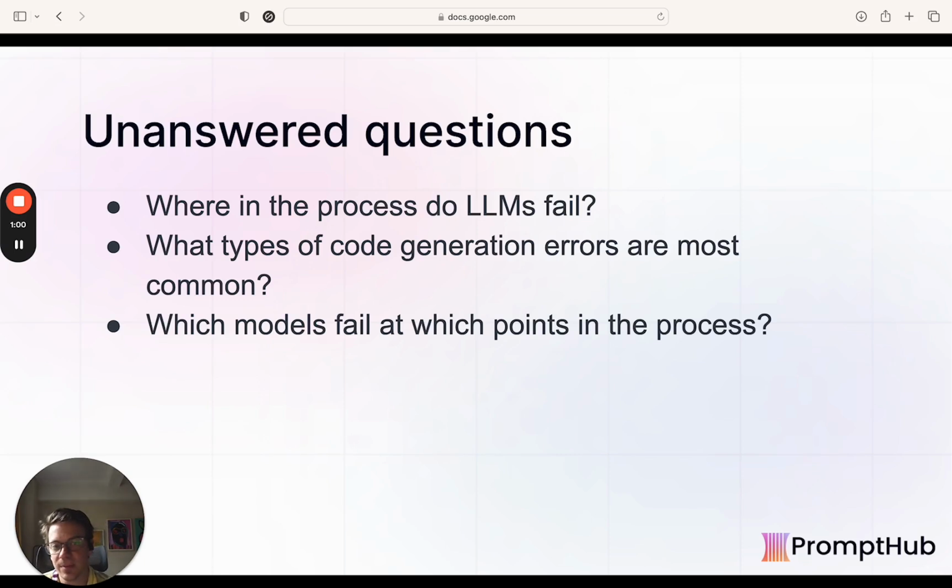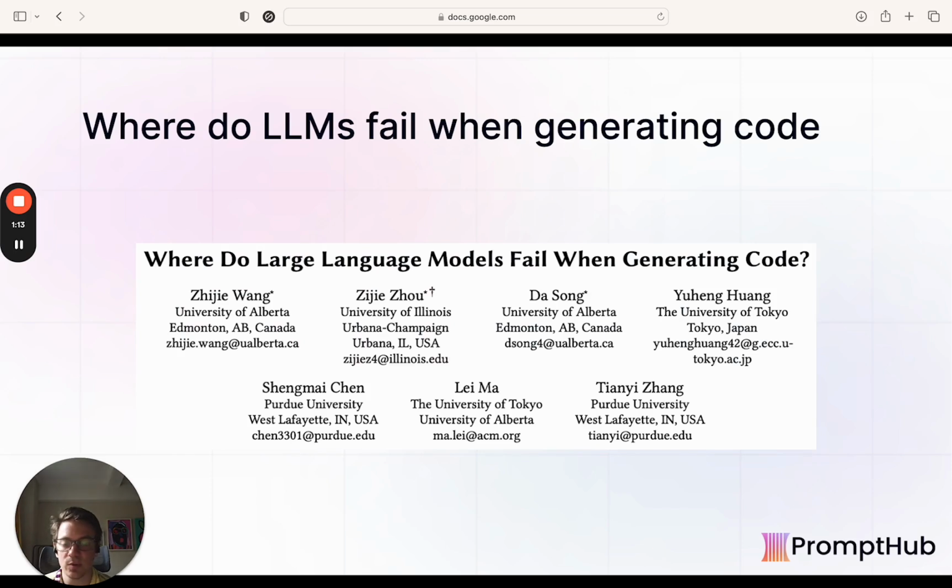What are the most common types of code generation errors? Is it syntactical? Is it semantic? And which models fail at which points? Is there a difference? It's a lot of trial and error to try to uncover this. There's also a recent paper, which we'll be diving into today, that looks at this exact topic.